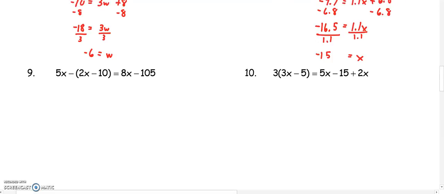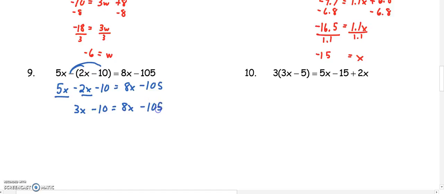So in number 9, I need to distribute because there's a parentheses. Be careful with what you're distributing because this negative is right next to the parentheses. So that's what we should be distributing. So we get 5x minus 2x minus 10 equals 8x minus 105. Now, these x terms are like terms, so we're going to combine them together. 3x minus 10 equals 8x minus 105. 3x is my smaller variable, so I'm going to subtract 3x from both sides.